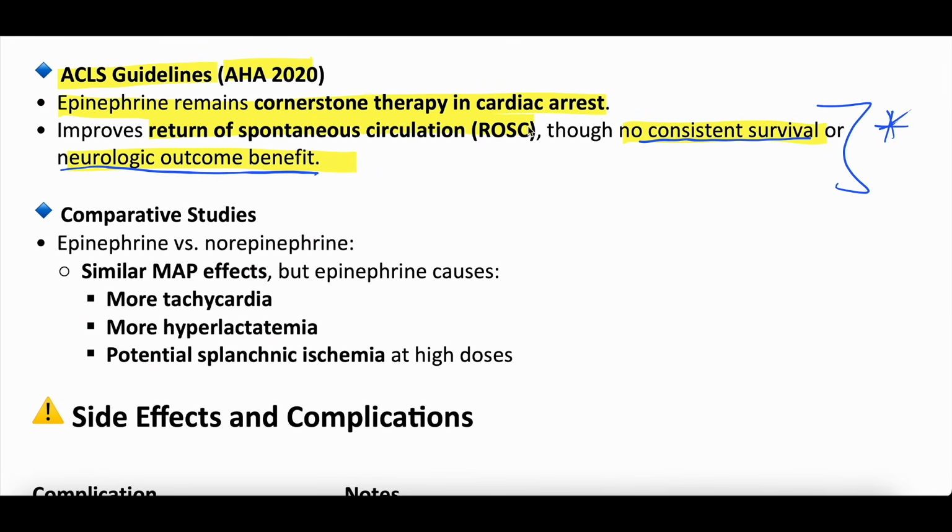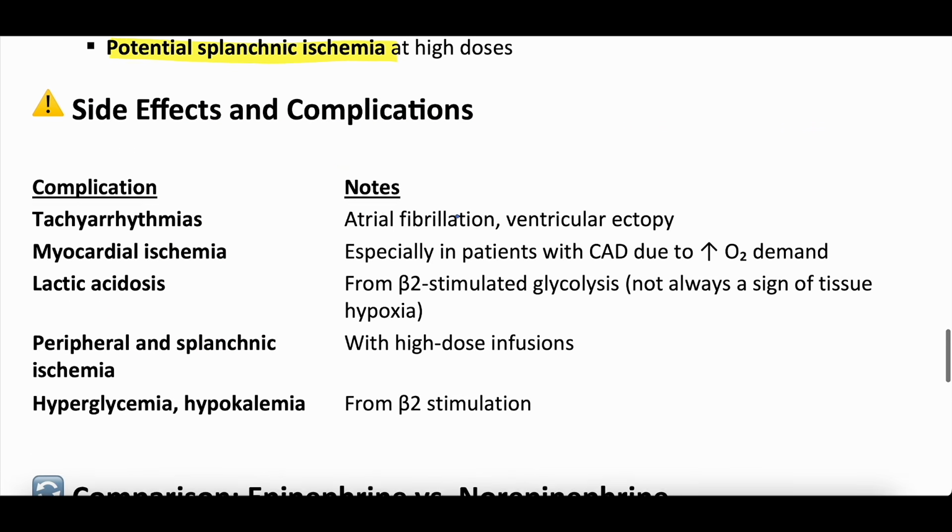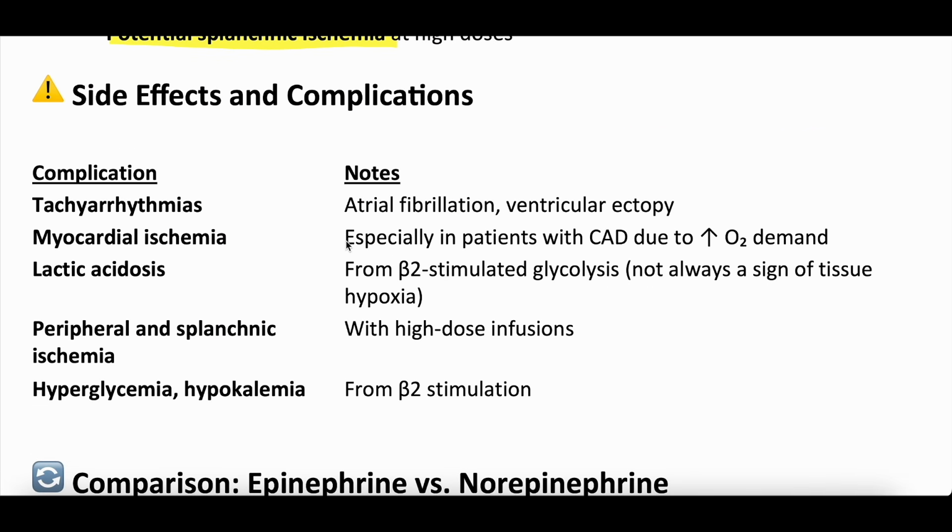Comparative studies on epinephrine versus norepinephrine. It seems to have similar MAP effects, but epinephrine can cause more tachycardia, elevated lactate, and potentially some splanchnic ischemia, which is why norepinephrine is our first-line drug as compared to epinephrine. Side effects and complications are similar to a lot of our catecholamine vasopressors.